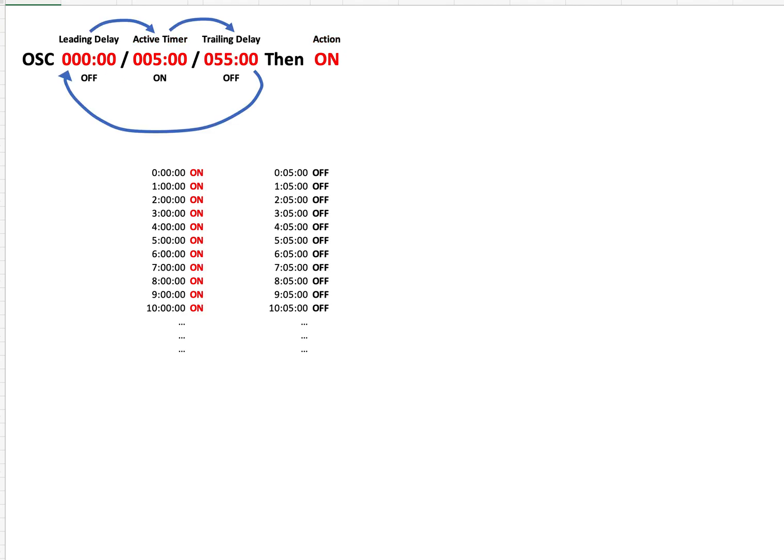The key to remember is that OSC will set the output to the state specified after the then portion of the command for the duration of the active timer, which is the second of the three timers. If you enter then on, it will turn the output on during the active timer portion of the cycle. If you enter then off, it will turn the output off during the active timer portion of the cycle.